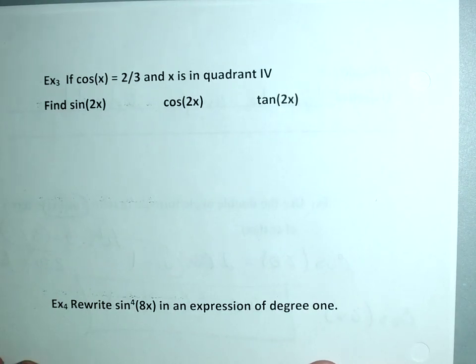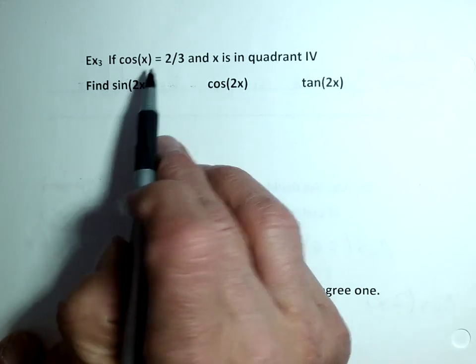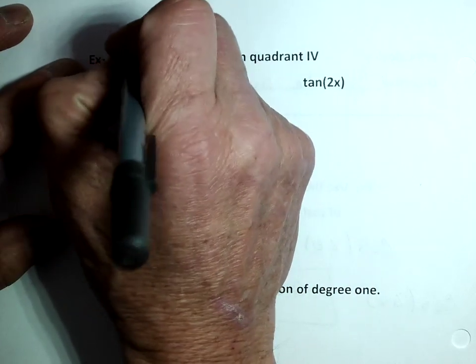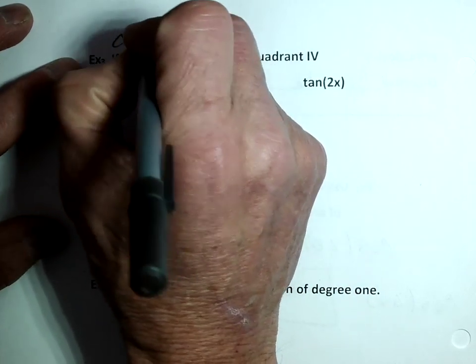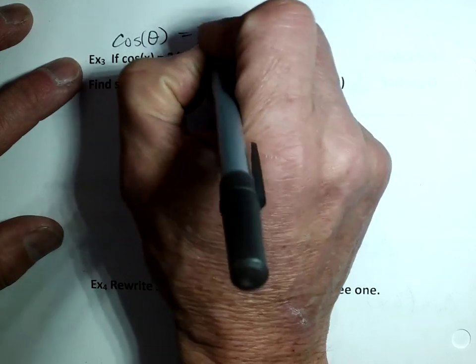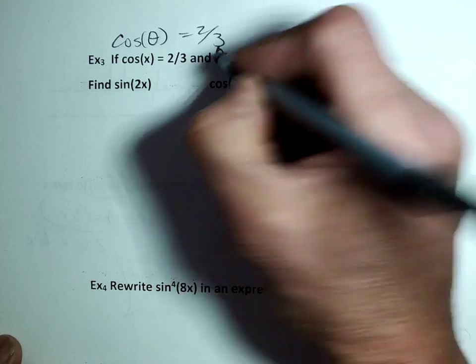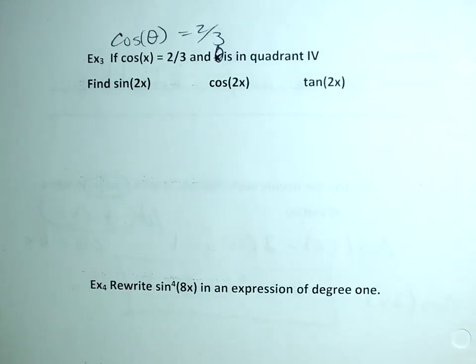Now, this one's a little bit different. So first of all, when you read this question, cosine of x is equal to 2/3. Let's make it cosine of theta. I should be making these theta. Cosine of theta equals 2/3. I like theta better. And theta's in quadrant 4, okay? So when you read that, what's the first thing you should do?